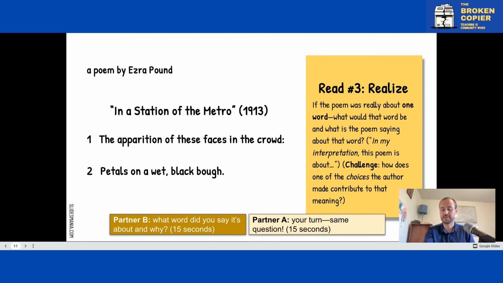We have that conversation as a class, talking about just the idea in general of how disconnected we can feel in society, right? Like how we can be almost invisible to each other, and we want to have the opposite of that in our classroom community.